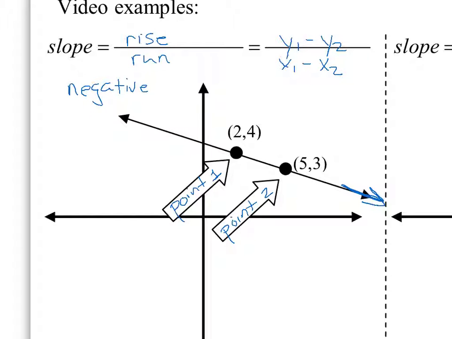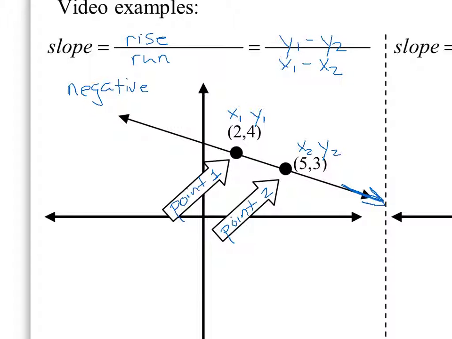All right. Now that we've labeled them point 1 and point 2, this is my x value for point 1. So I'm going to call that x sub 1. This is my y value for point 1. So I'm going to call that y sub 1. This is point 2 over here. This is my x value for point 2. So I'm going to call that x sub 2. And this is my y value for point 2, so I'm going to call this y sub 2.